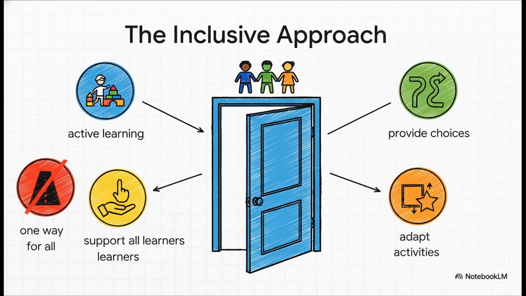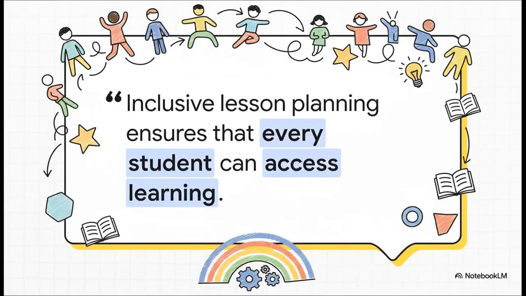When we use active learning, when we provide choices and adapt activities, we build a classroom that doesn't just support the students who are struggling, it engages and challenges every single student. You know, when you boil it all down, the goal is pretty simple, but it's also incredibly profound. It's about designing our teaching in a way that makes sure every single student in that room has a real, genuine opportunity to access learning and to show what they know.